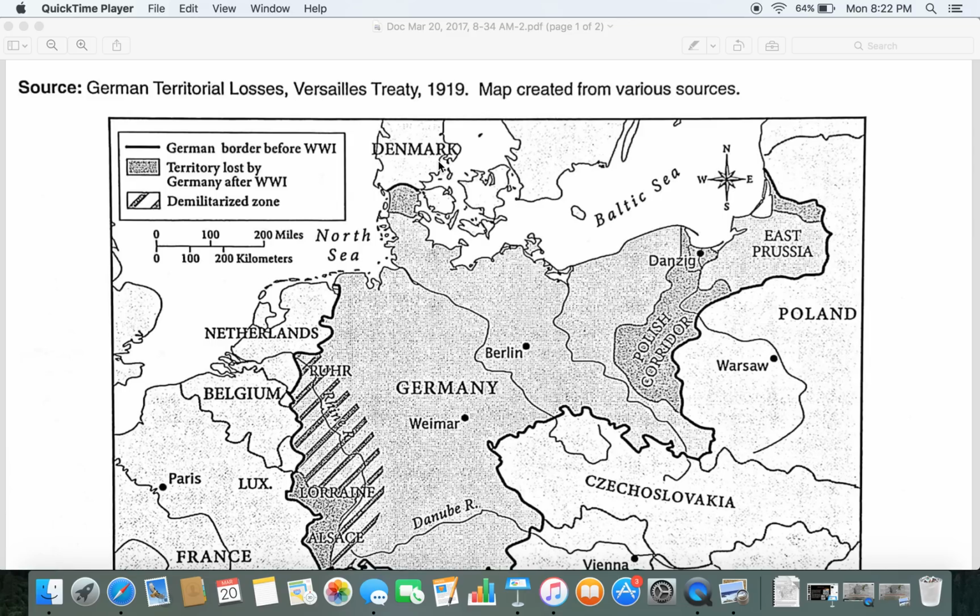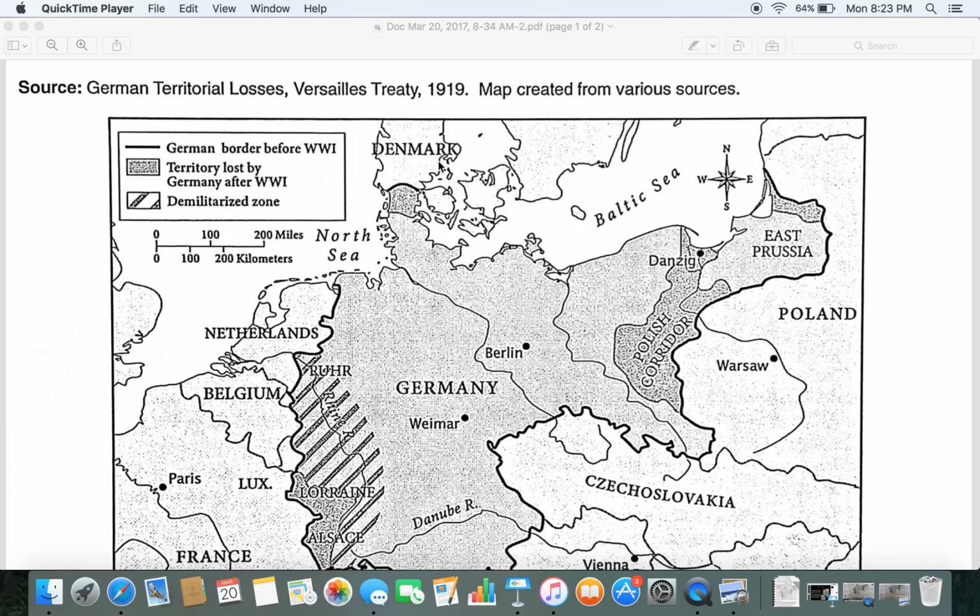Mr. Long here. Today we're going to go ahead and look at document A of our Treaty of Versailles DBQ. So obviously document A, there's two parts to it. The first part is this map of Europe and what Europe looked like pre World War One, and then what happens to Germany post World War One because of the Treaty of Versailles.